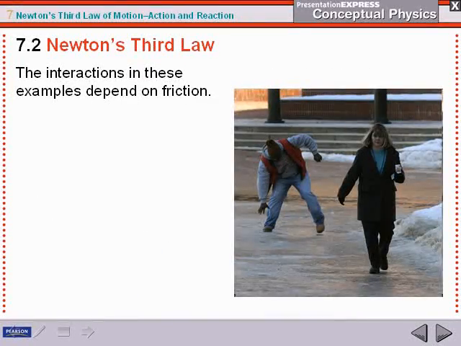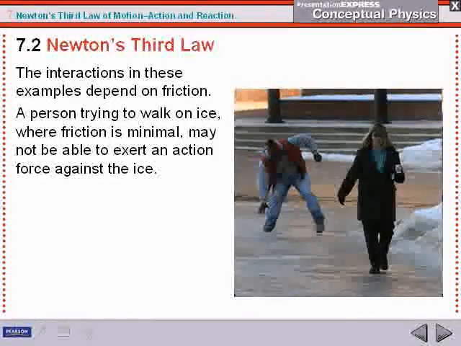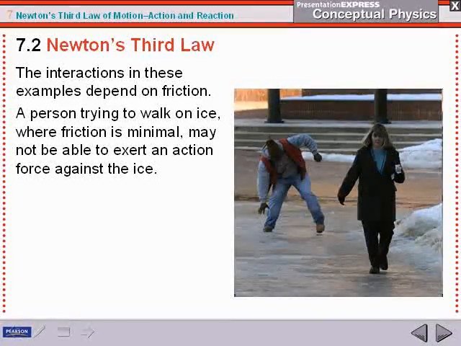Now, all these reactions depend on friction, and if you don't have a lot of friction, you're going to have a problem exerting a force. As you can see, that gentleman is about to slip and fall on the ground. If you're slipping and sliding, you can't get good traction.